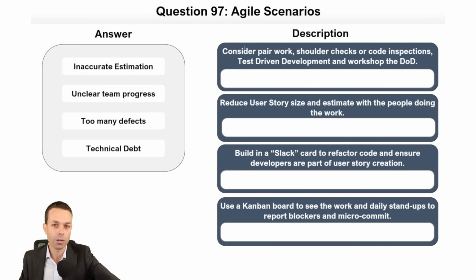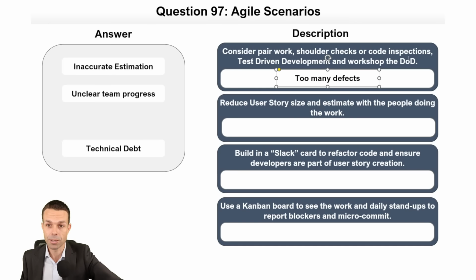Consider pair work. Oh, agile scenarios. Okay. Oh, goodness me. Consider pair work, shoulder checks or code inspections, test-driven development, and workshop the definition of done. When are we going to do that? I think we're going to do that when we have too many defects.